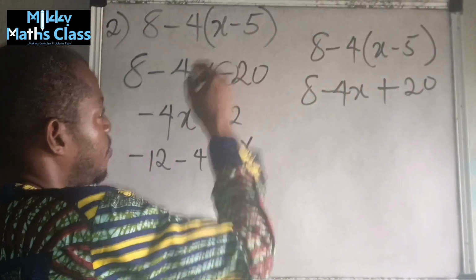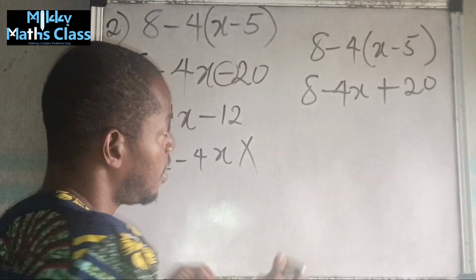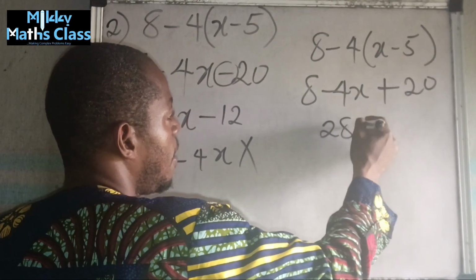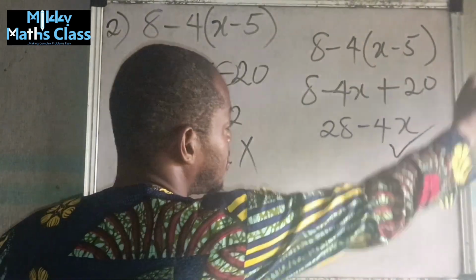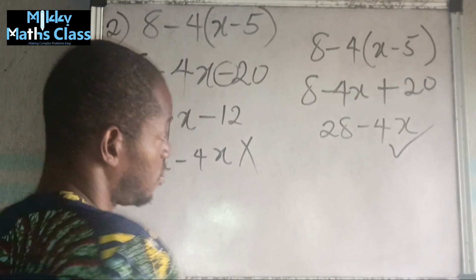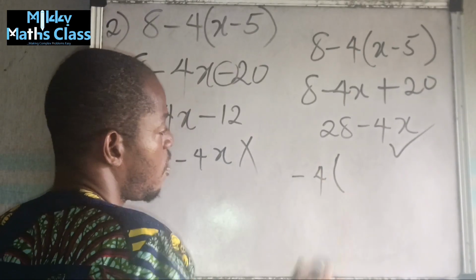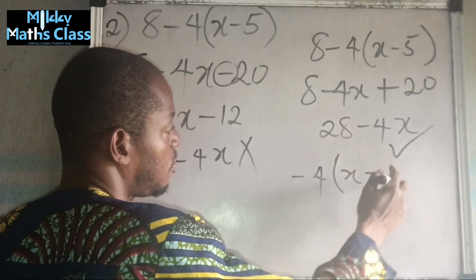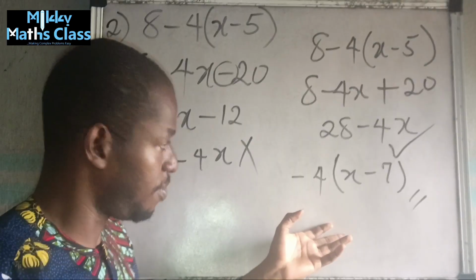So look at the mistake here. It is like we are distributing the 4, not negative 4. So this becomes 8 plus 20, that's 28, minus 4x. So don't make this second mistake. So this is the correct answer, not this. And here you can factorize it out, 4 into bracket 7 minus x. You can put that as your final answer, as the case may be. So don't make that mistake.